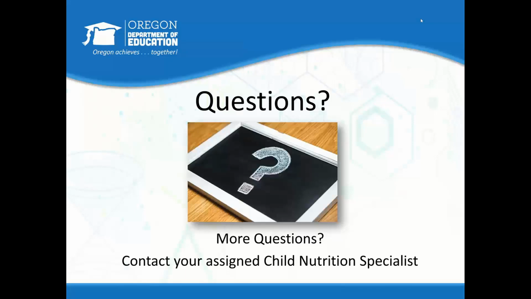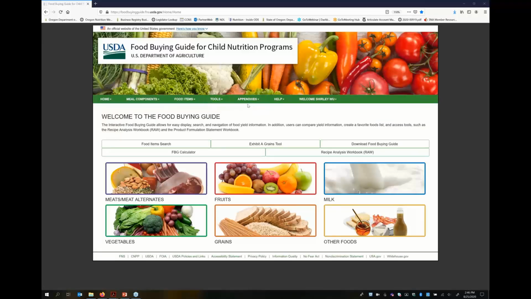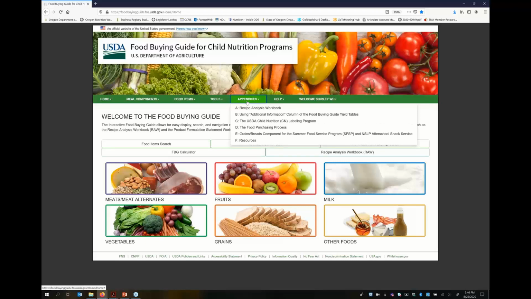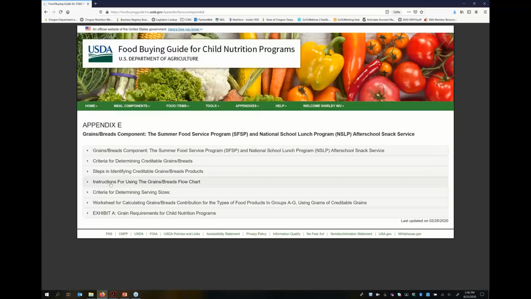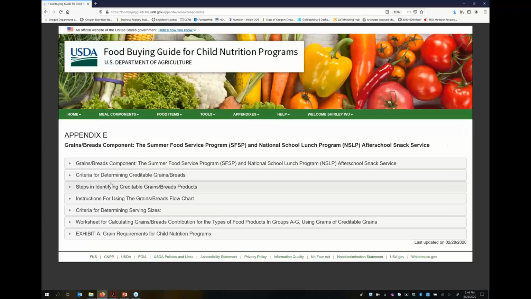This is actually a little complicated as a question, so let me pause my screen here. What you're going to do, it does require a little bit more calculation on your part, but when it comes to flours, and I assume that's what you're asking when you're talking about baking from scratch, you're going to go to the appendix section. So this is after you log into the Food Buying Guide, and you're going to go into the section on grains. This is Appendix E, and I'm going to go ahead and increase the size of my screen so you guys can see this a little better.